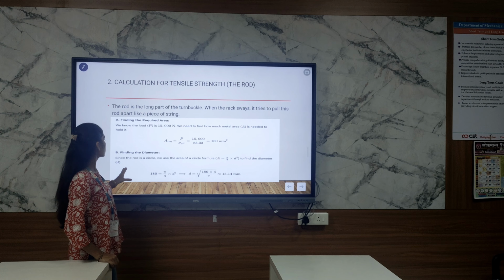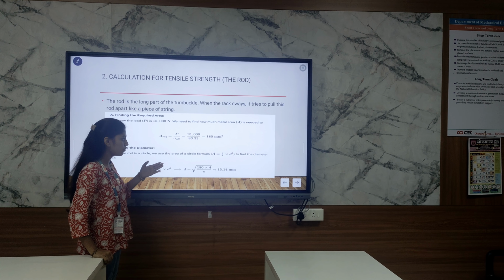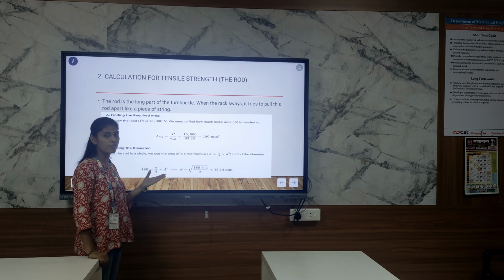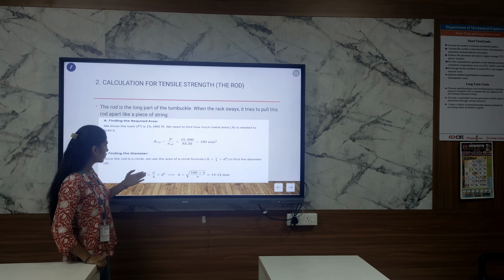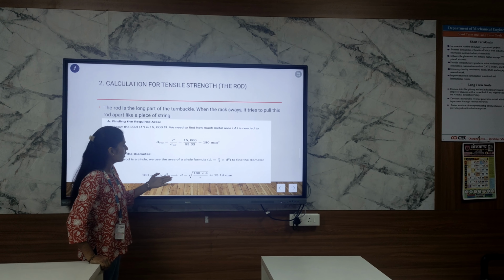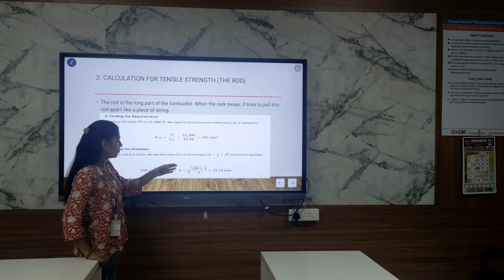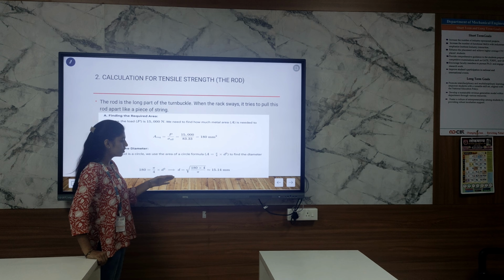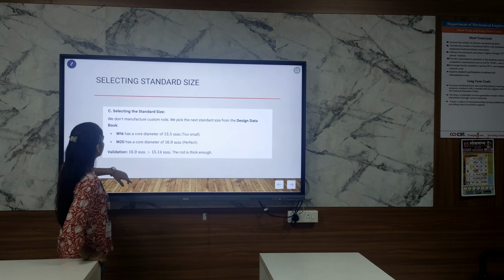Finding the diameter: since the rod is a circle, use the area of circle formula. A = pi/4 d². To find the diameter, 180 = pi/4 × d², so d = root of (180 × 4/pi) = 15.14 mm.